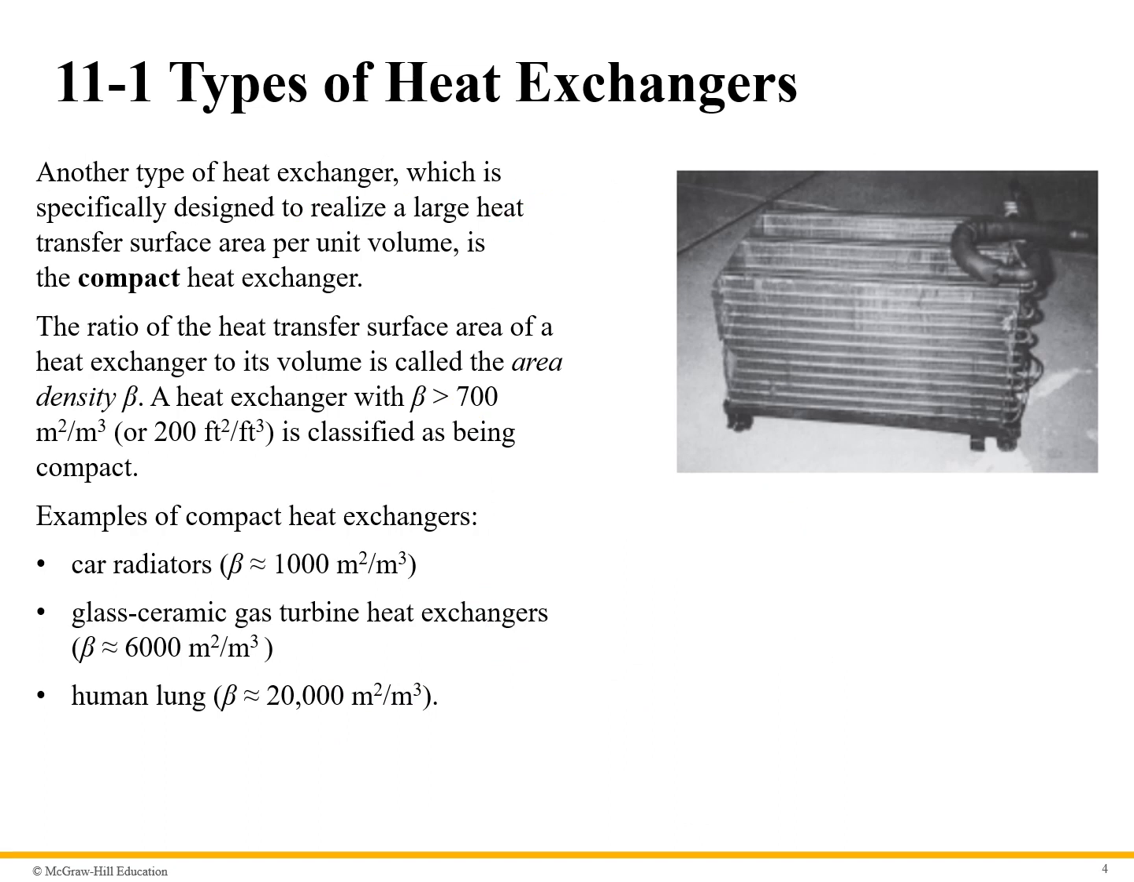Another type of heat exchanger, which is specifically designed to realize a large heat transfer surface area per unit volume, is known as the compact heat exchanger. The ratio of the heat transfer surface area of a heat exchanger to its volume is called the area density, beta. A heat exchanger with a beta greater than 700 is classified as being compact. Examples of compact heat exchangers are car radiators, glass ceramic gas turbine heat exchangers, and the human lung.